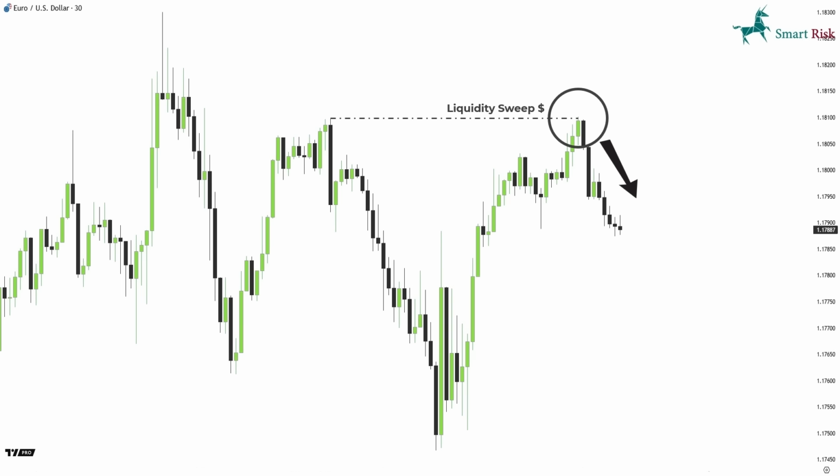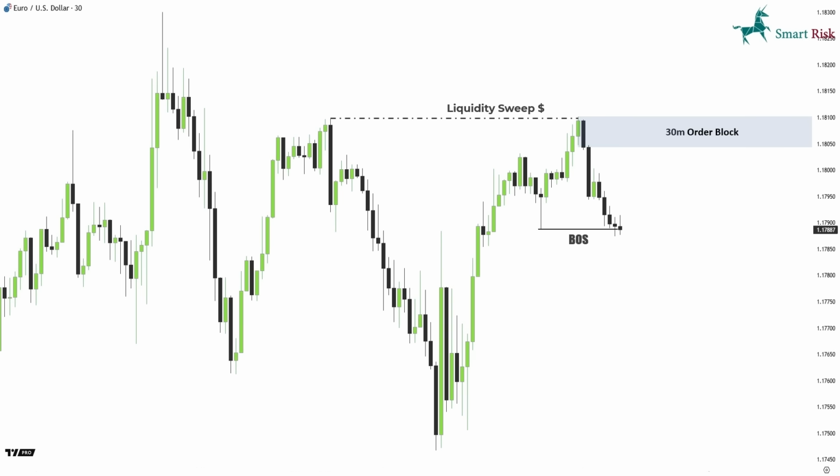Now, if you look closely, you'll notice that after forming a valid liquidity sweep, the price also confirmed a bearish break of structure by breaking and closing below the most recent swing low. So, all the criteria we were looking for are in place. A valid liquidity sweep, an immediate reversal in the opposite direction, and a clear break of structure on the 30-minute chart. Next, I'm going to highlight the 30-minute order block as our point of interest.